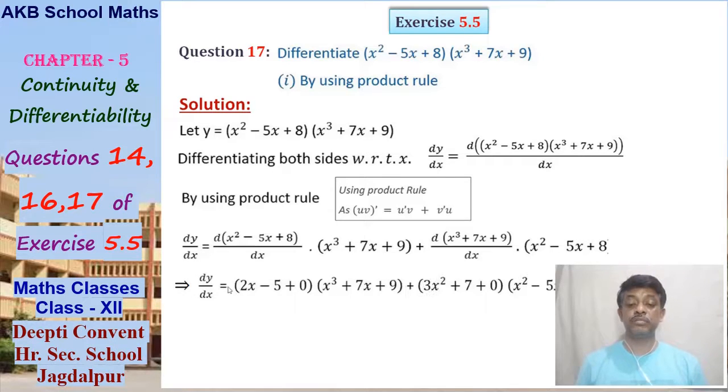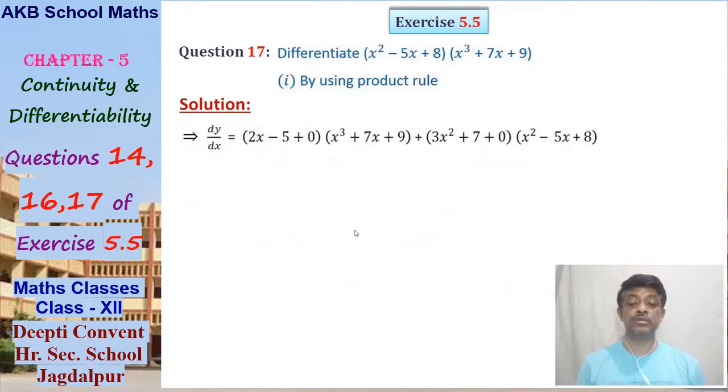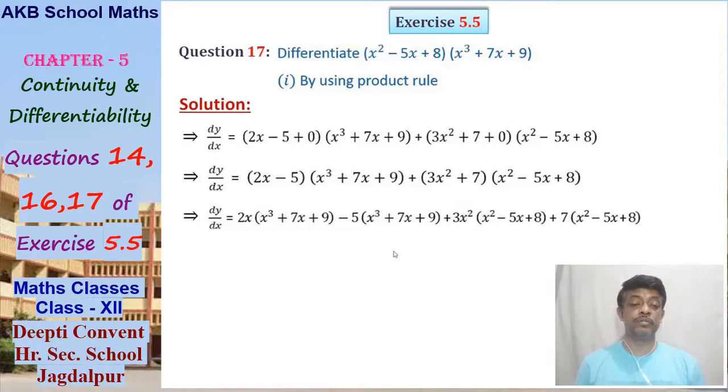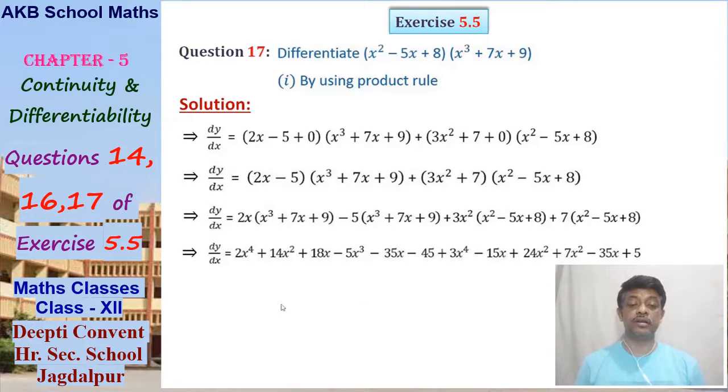So 2x minus 5 plus 0, here 3x square plus 7 plus 0. Now multiply these two expressions, this into this into this. Multiply these polynomial terms, distribute, and collect powers in descending order. So we get 5x to the power 4 minus 20x cube plus 45x square minus 42x plus 11. So this is the value of dy by dx by using the product rule.